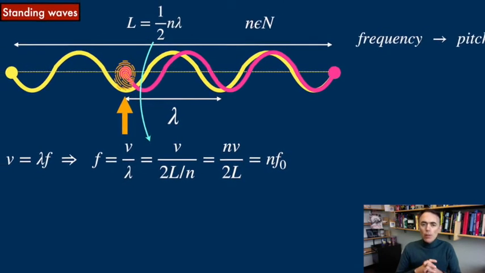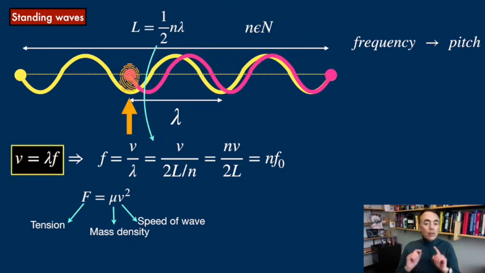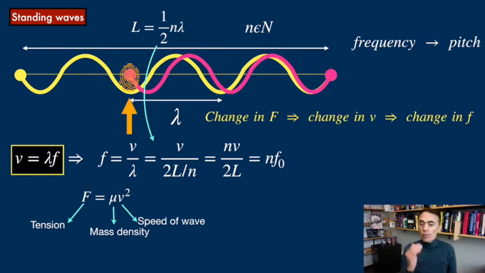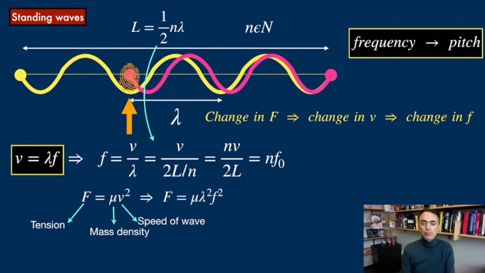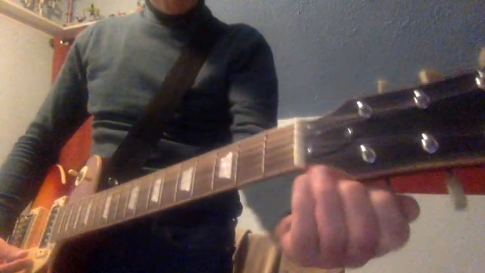Remember that we saw that the speed of the wave depends on the tension on the string and its mass density. I can change the speed of the wave by applying more tension to the string. Because the speed is the wavelength times the frequency, given that the wavelength is set by the length of the string, changing the tension changes the frequency also, the pitch. That is what I do when I tune my guitar.